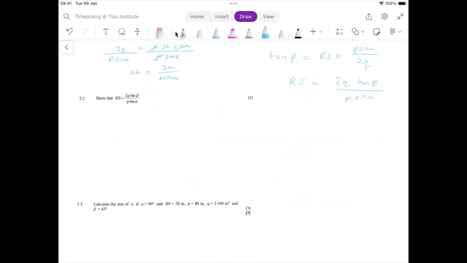Now, 7.3, calculate the size of alpha. If alpha is less than 90, RS is 70, P is 80, Q is 2,500, and beta equals 42.